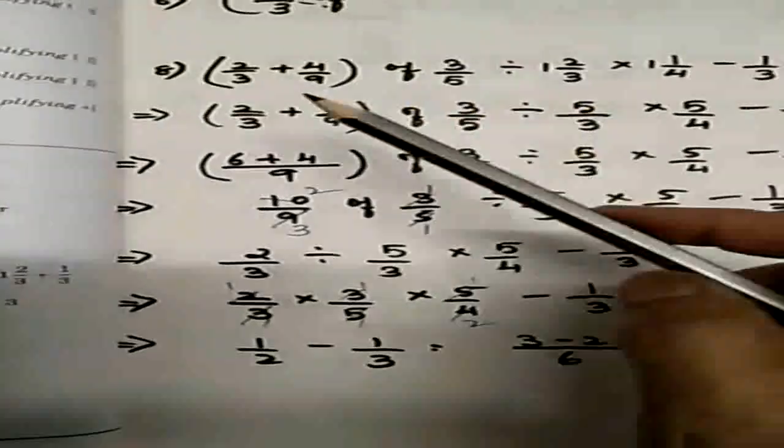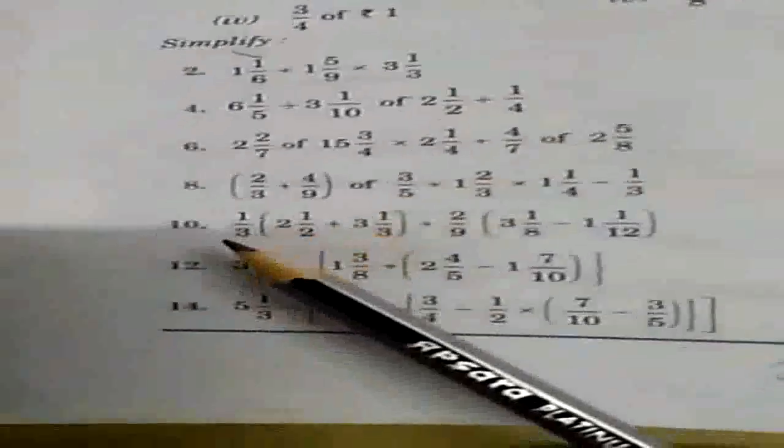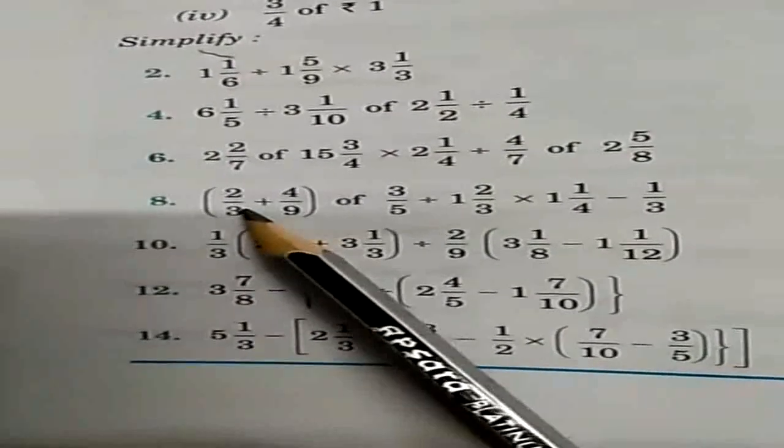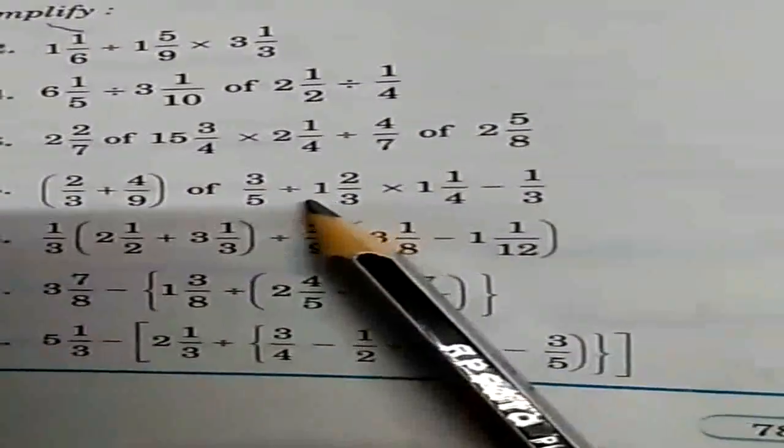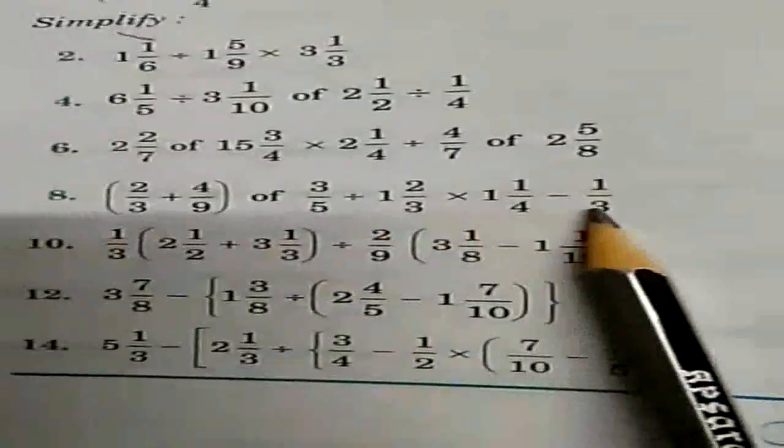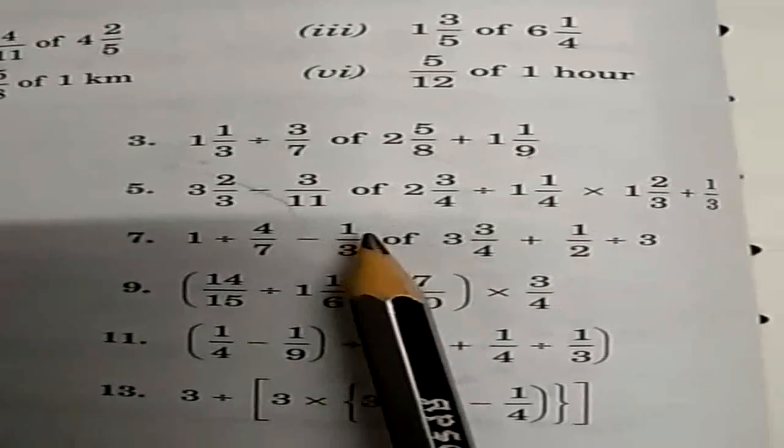Now I have done question number 8. From the simplification, I have done this question: 2 by 3 plus 4 by 9 of 3 by 5 plus 1 and 2 by 3. This question I am solving. Before 8, this question you can do on your own: 1 plus 4 by 7 minus. You have to apply the BODMAS method. First you will solve; there is no bracket here.